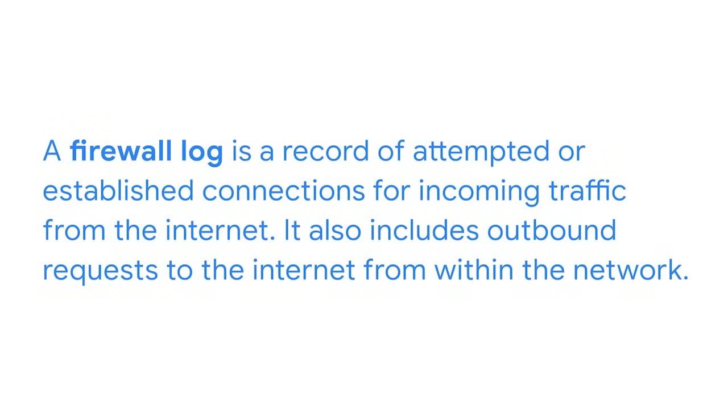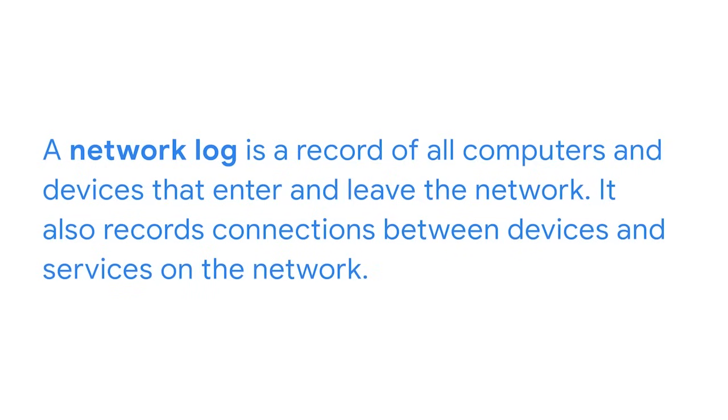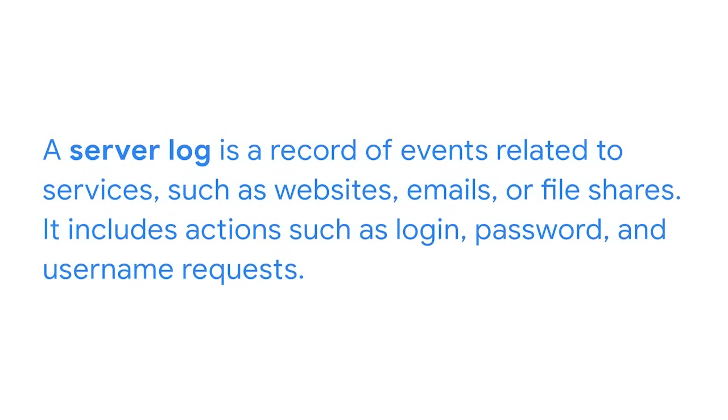A firewall log is a record of attempted or established connections for incoming traffic from the internet. It also includes outbound requests to the internet from within the network. A network log is a record of all computers and devices that enter and leave the network. It also records connections between devices and services on the network. Finally, a server log is a record of events related to services, such as websites, emails, or file shares. It includes actions such as login, password, and username requests.